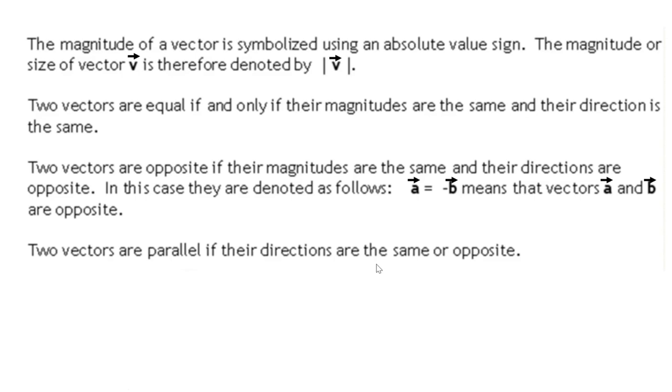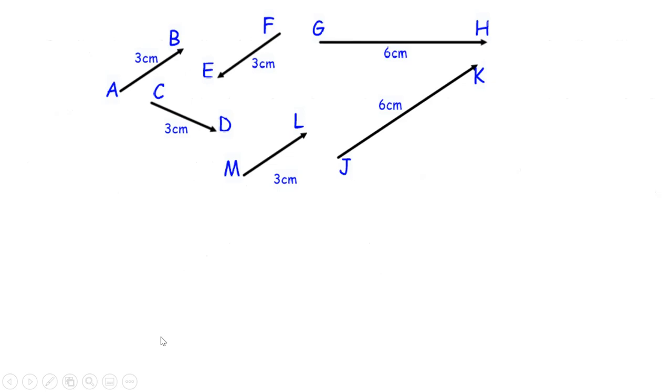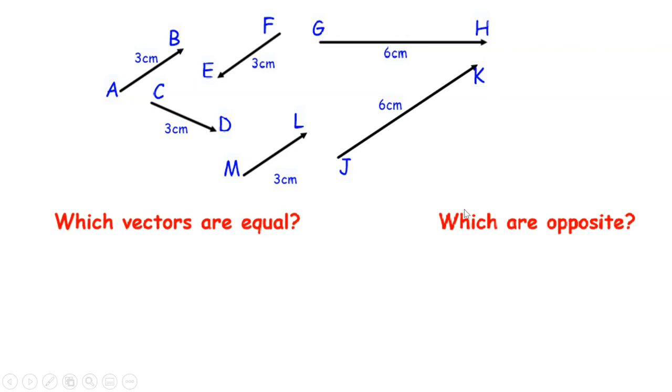So does parallel always mean that they're also going to be the same magnitude? No, two vectors can be parallel, but they're not necessarily opposites of each other, right? Now I want you to look at these vectors right here, several vectors, an A to B vector, which is 3 centimeters long. Remember again that the direction of each of these things matters. So what we're going to do now is ask the question, which vectors are equal?